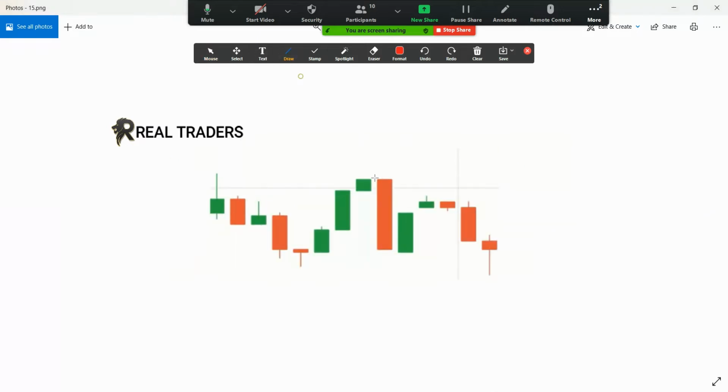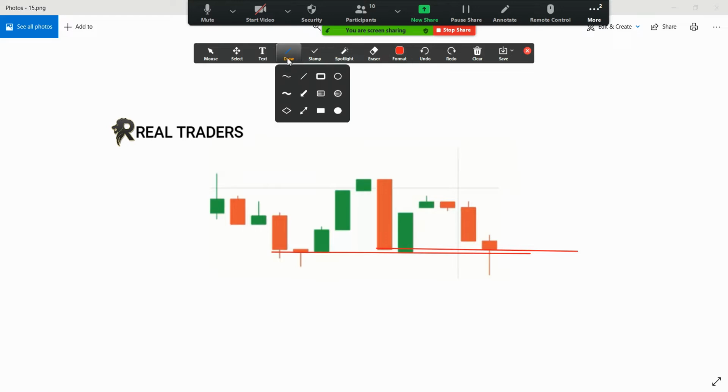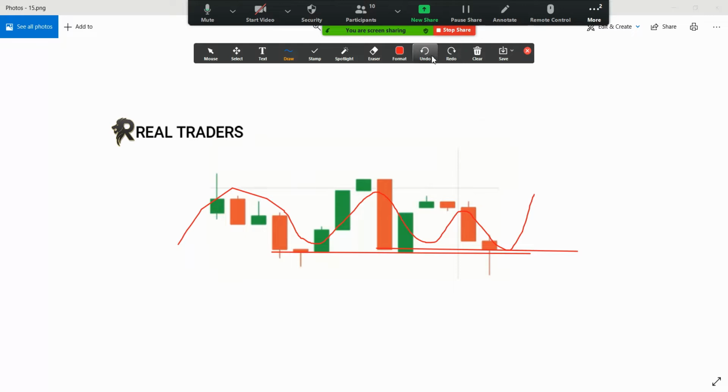Okay, so this one is also a ranging market. If we draw the level here, you can see a buyer's entry from this level. Again the market closed here, a buyer's entry here also, and again the market closed here, and this is a hammer candlestick.